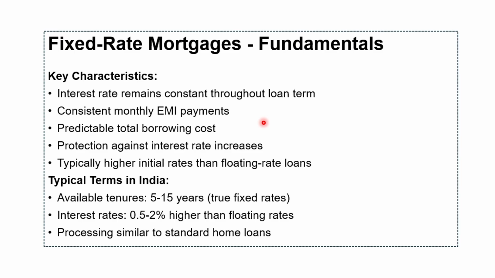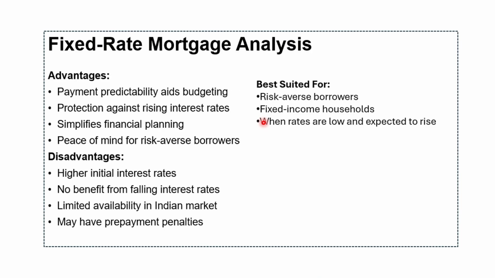Typical terms in India: available tenure is 5 to 15 years, and interest rate would be 0.5 to 2% higher than floating rates, and processing is similar to standard home loans, which requires the same kind of documentation. Then advantages: payment predictability aids budgeting. We can budget what we are paying. Then protection against rising interest rates.